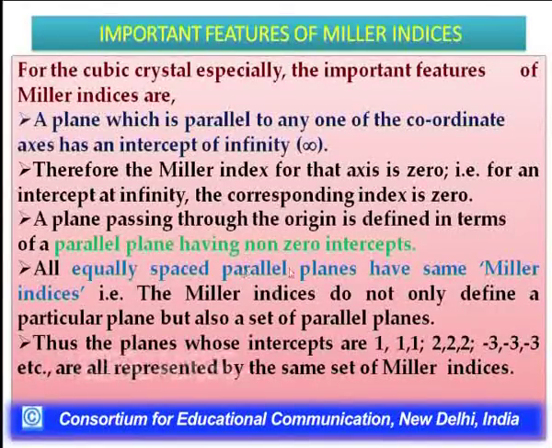All equally spaced parallel planes have the same Miller indices. It means the 1, 1, 1, 2, 2, 2, 3, 3, 3 planes have the same Miller indices. The Miller indices do not only define a particular plane but also a set of parallel planes. Thus, the planes whose intercepts are 1, 1, 1, 2, 2, 2, minus 3, minus 3, minus 3 are all represented by the same set of Miller indices.